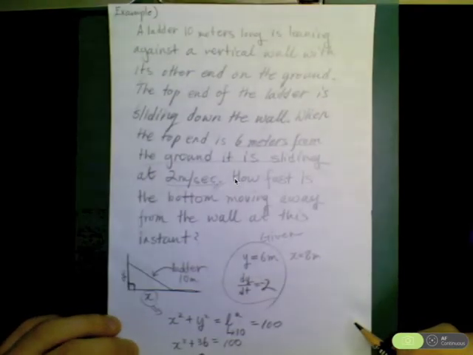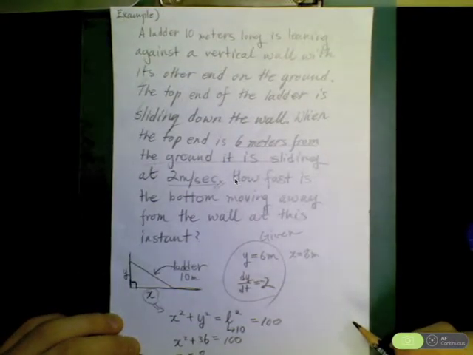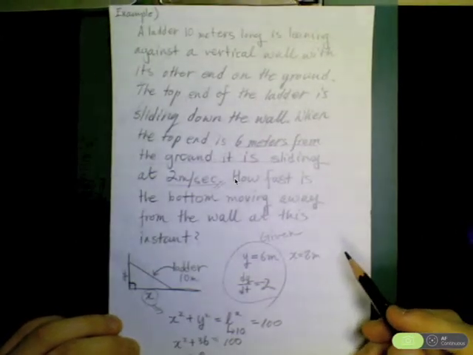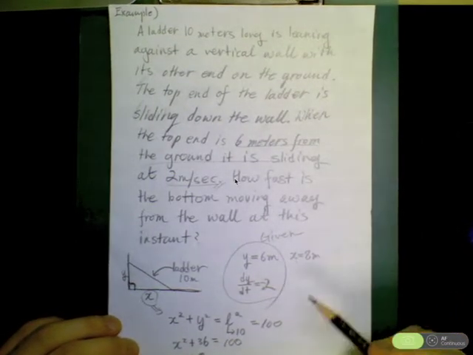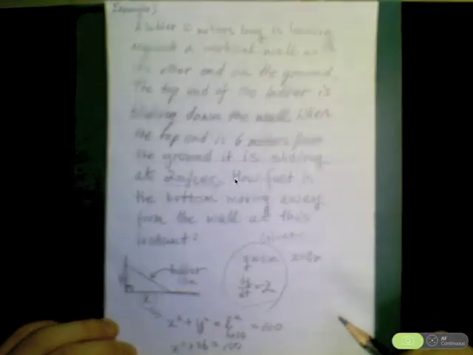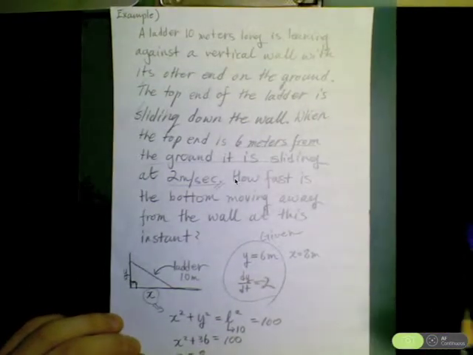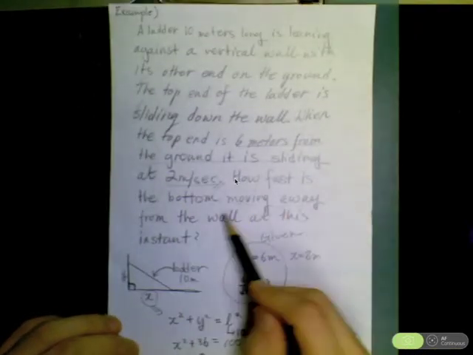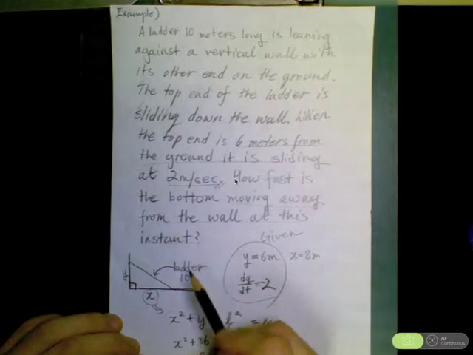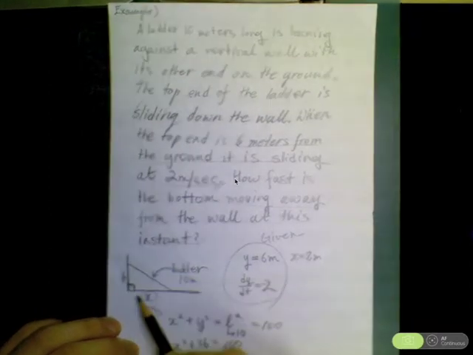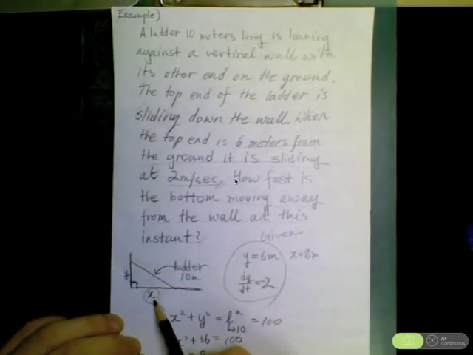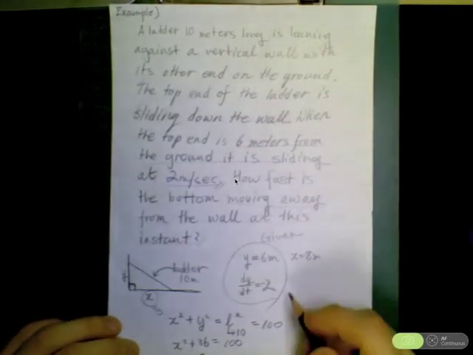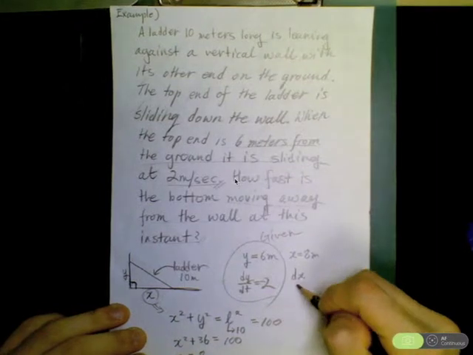Here we've got everything to move on to the next step. The next step was, what do you need to find with all the data you have so far? What do we need to find? The question is asking, how fast is the bottom moving away from the wall at this instant? So it is asking for the changing rate of x over time, in other words, dx over dt.